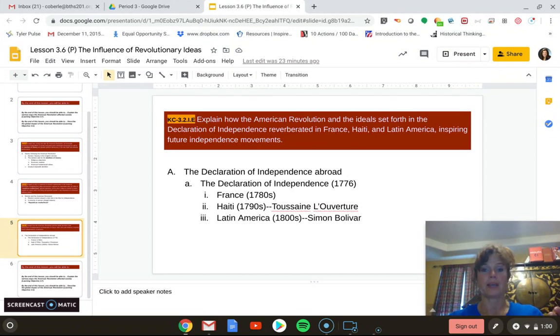Let that sink in. This is the first time in world history where there is a social contract of a government by the people for the people. That's huge. All other countries had the idea still of an aristocracy and hereditary privilege. So this idea is game changing, and the idea is copied by other countries.